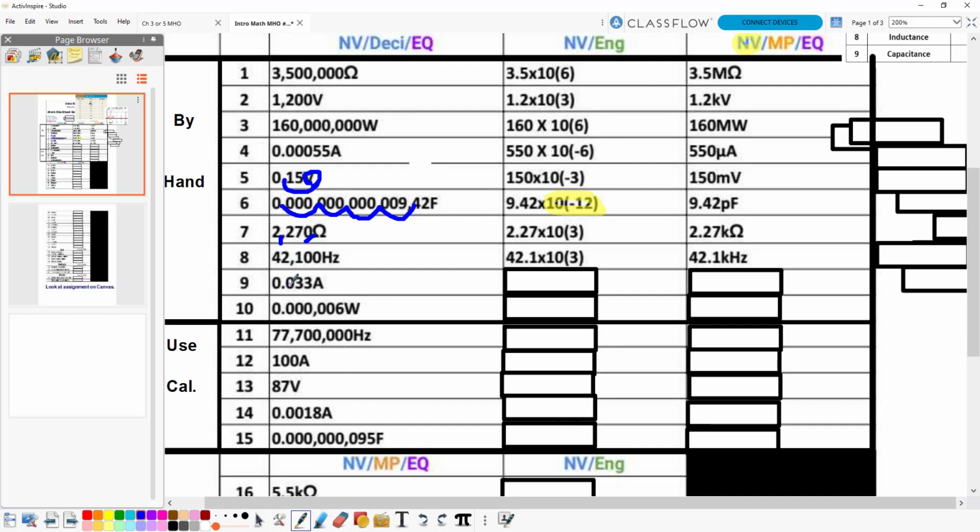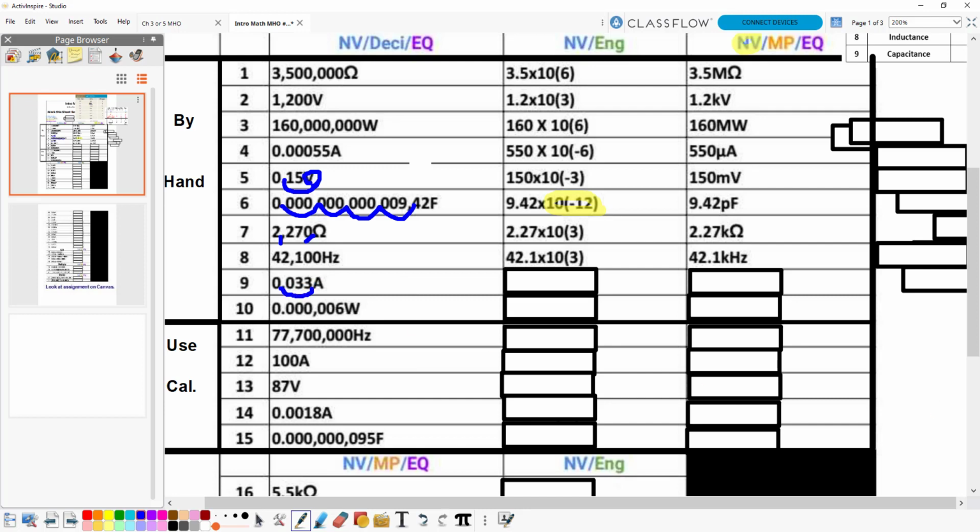All right, my next one here, I can jump one jump of 3. So that would be 33 times 10 to the negative third. Because this is a little bitty decimal number, I'm moving my decimal point to the right. If I move my decimal point to the right, I get a negative exponent. But all you have to remember is if it's a little bitty number, you're going to get a negative exponent. And this one is less than 1.